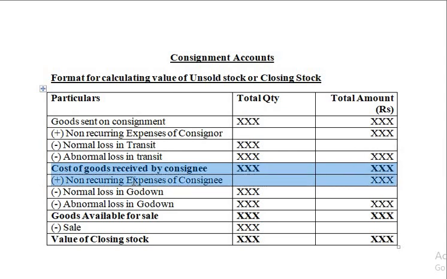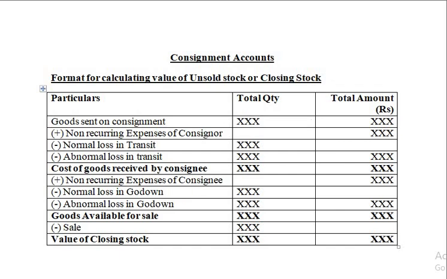Now add non-recurring expenses of consignee. Consignee means the person to whom the goods are sent, nothing but the agent. Add non-recurring expenses of consignee and deduct normal loss and abnormal loss occurred in the place of consignee, nothing but in the godown of consignee. You will get goods available for sale. Deduct sales from goods available for sale, and you will get the value of closing stock. This is the format we need to follow while calculating the value of closing stock.